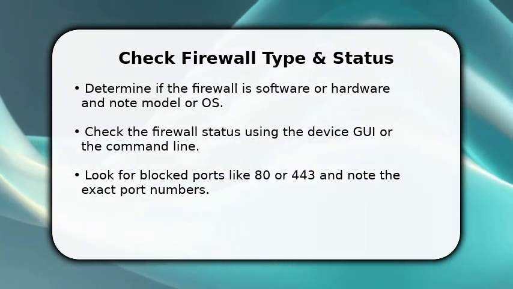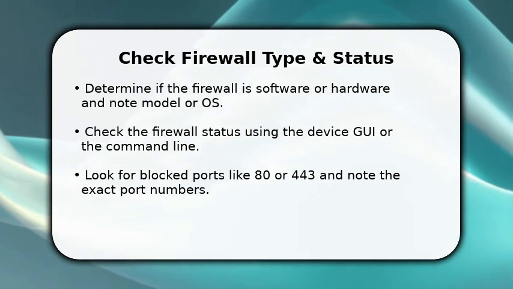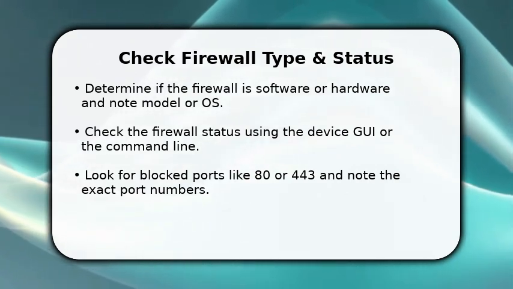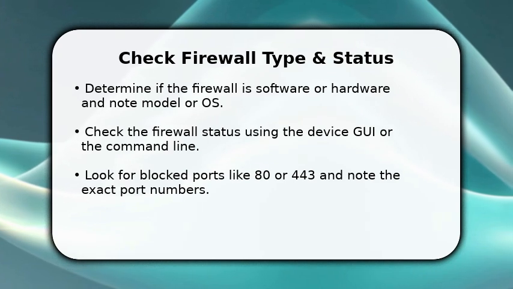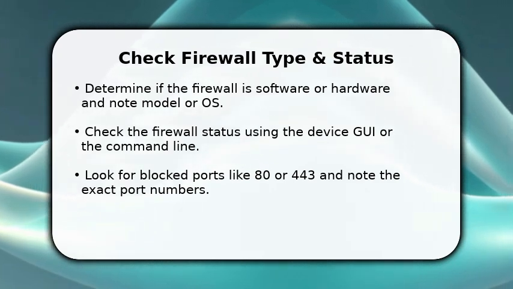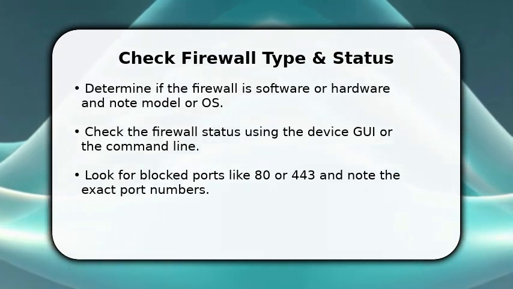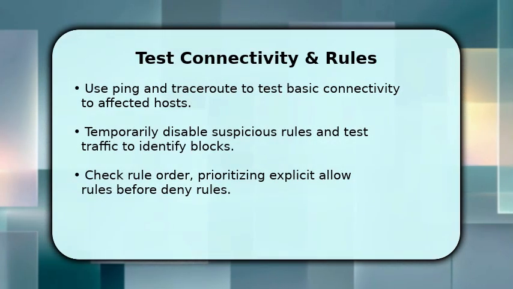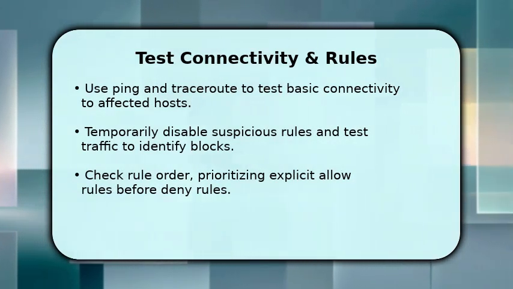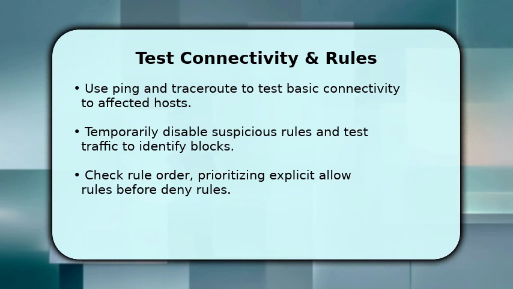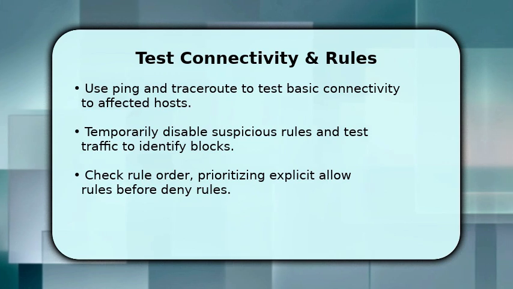Also look specifically for blocked ports like 80 or 443 and note the exact port numbers. Record any recent configuration changes within the last 7 days to trace new issues. Use ping and traceroute to test basic connectivity to affected hosts first. These tools show whether packets reach the network edge or stop at the firewall.